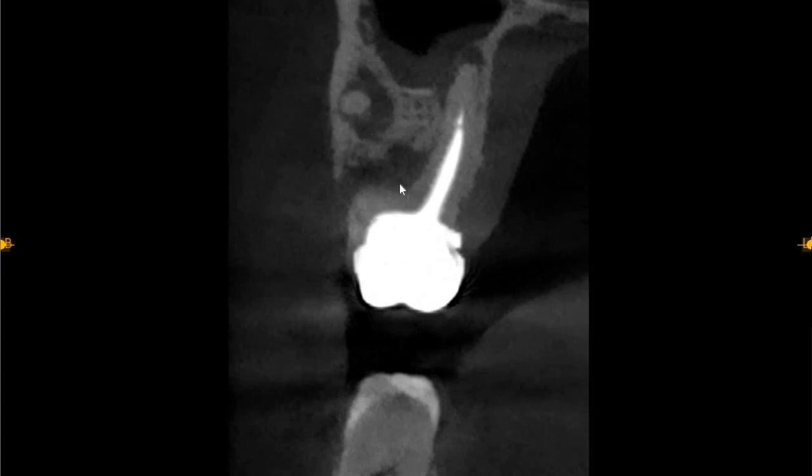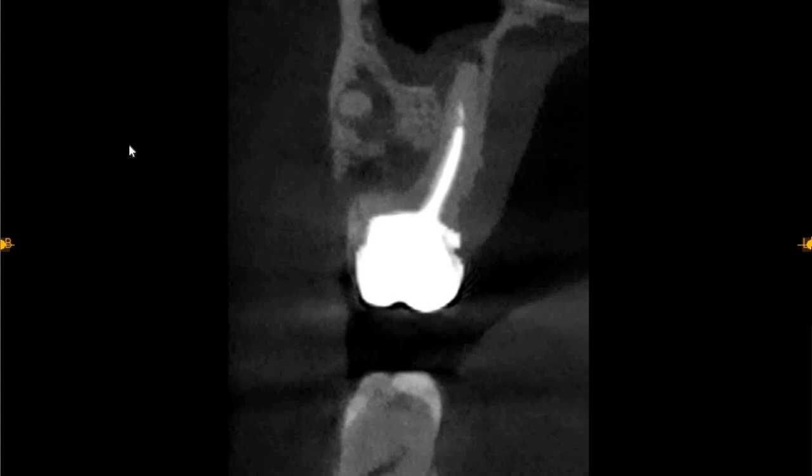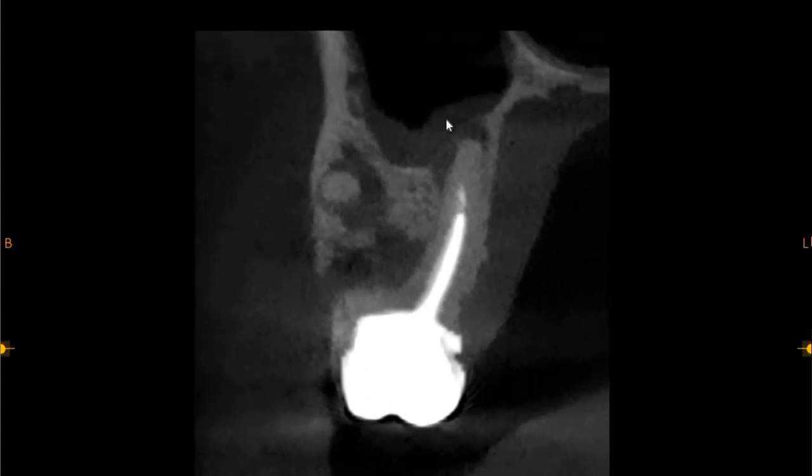left first molar. Moving to the palatal aspect, we can clearly see that the radiolucency is quite extensive. The palatal canal is not obturated fully, and we can see there is a radiolucency which is communicating with the maxillary sinus. There we go, and we can see a little bit of a sinus mucosal thickening as well.